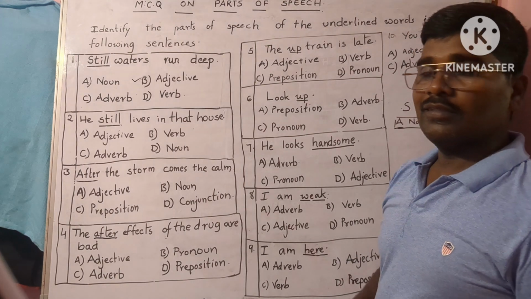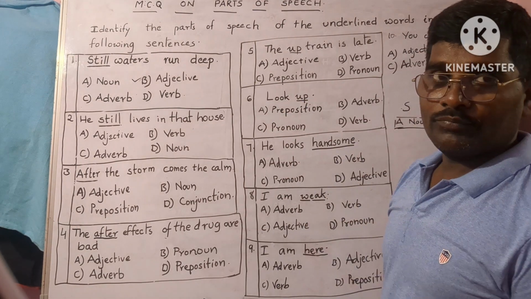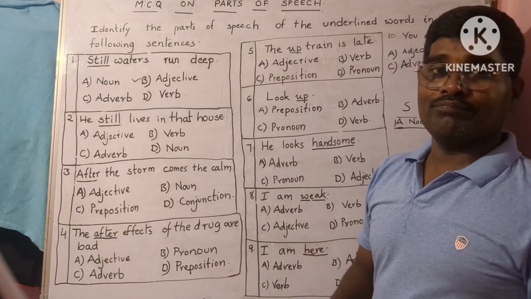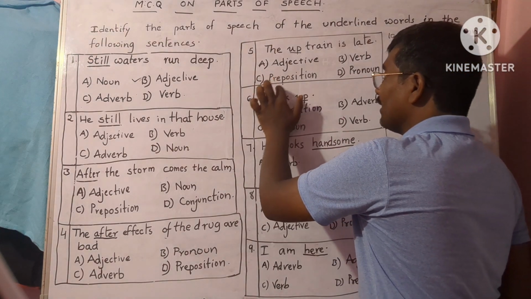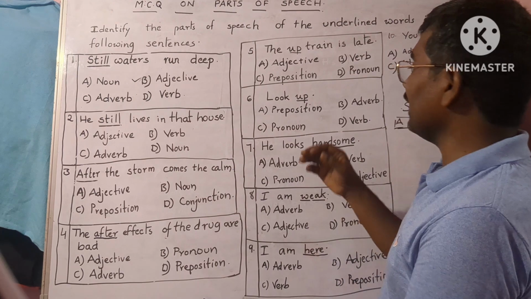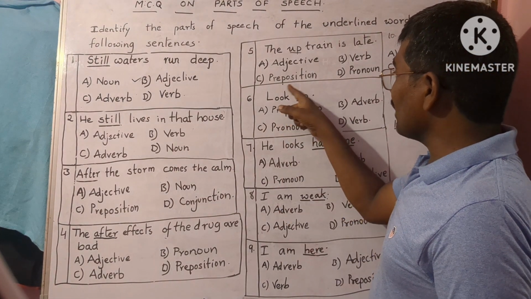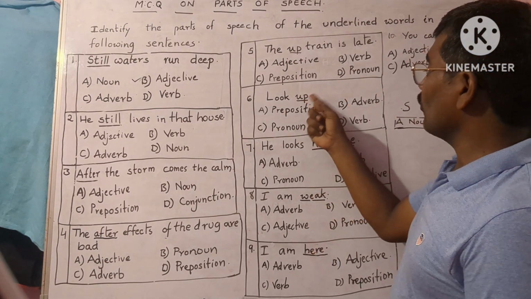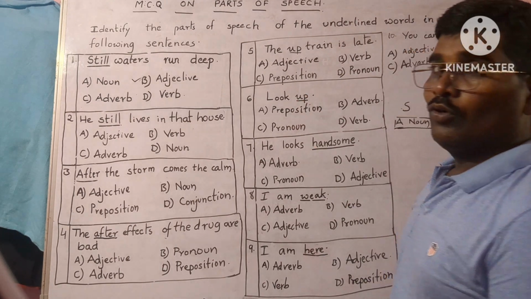When you go to the sixth sentence, look up. In this sentence, there is no subject. It is just a predicate. Then what is the work done by the word up in that predicate? It is qualifying the word look. Look up. Here, since it is adding something to the meaning of the word look, or since it is qualifying the verb, we can call it an adverb.